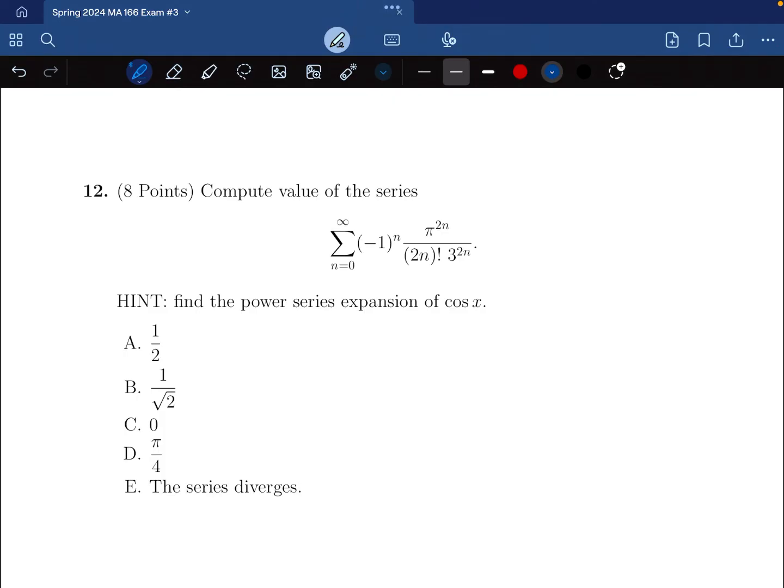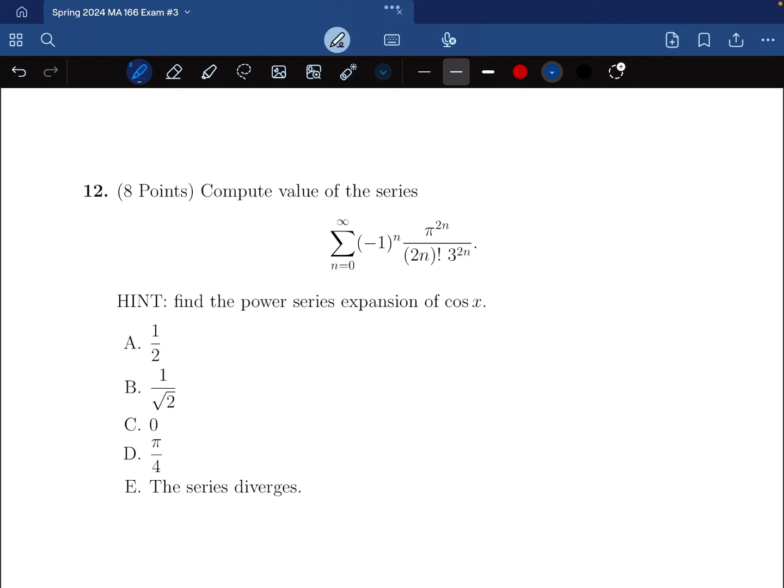Alright, question 12 says, compute the value of this series: negative 1 to the power of n times pi to the power of 2n, divided by 2n factorial times 3 to the power of 2n. Okay, and as a hint, they say find the power series expansion of cosine of x. So we should definitely find the power series expansion of cosine x.